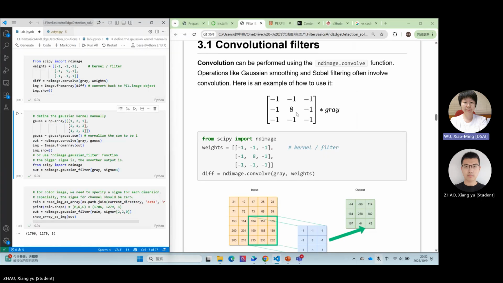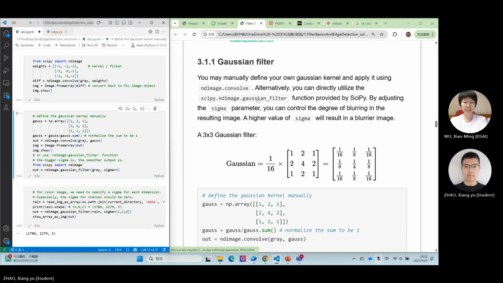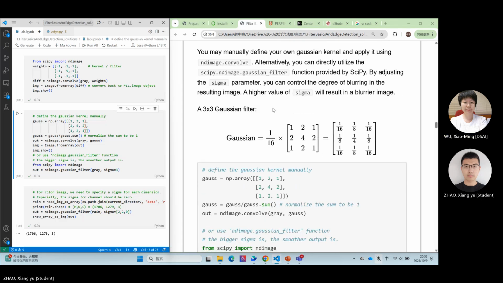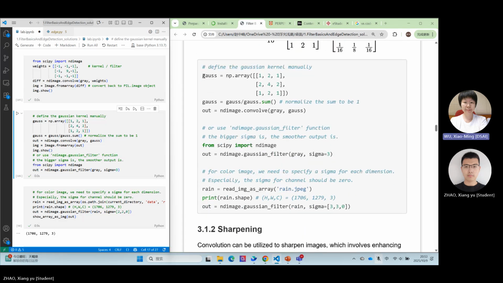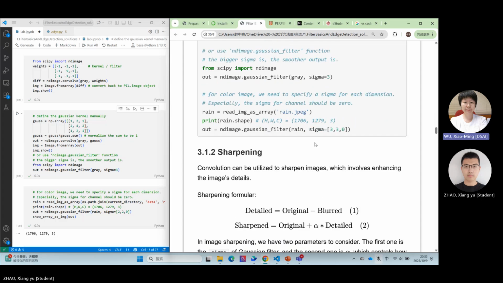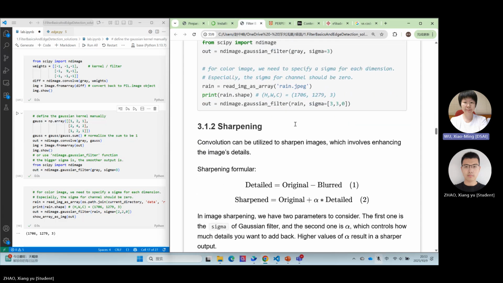There's some examples. You can try this code by yourself, and you can get the results such as this. So the next step is how to sharpen your own images. Because convolution can be utilized to sharpen images, which involves enhancing the image's details. The first step is to get the image's details.